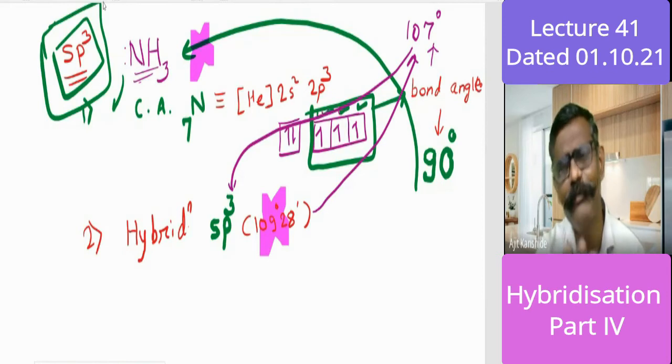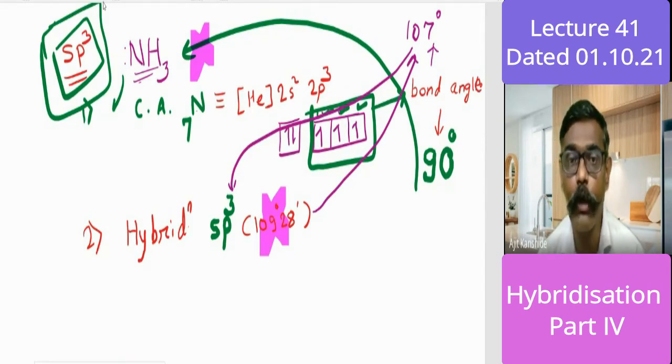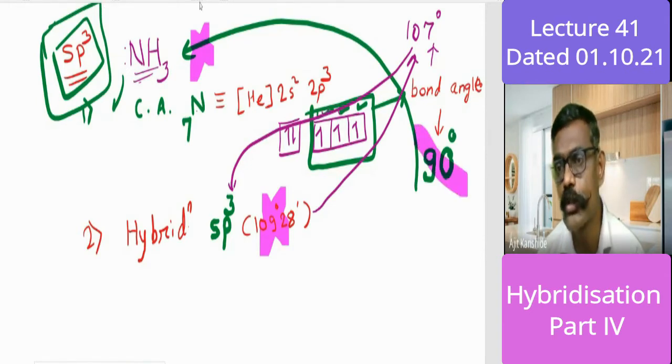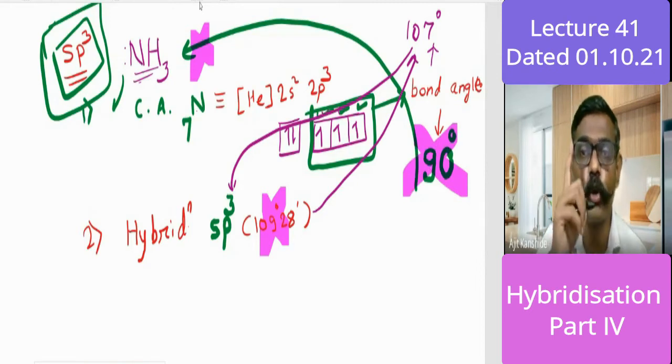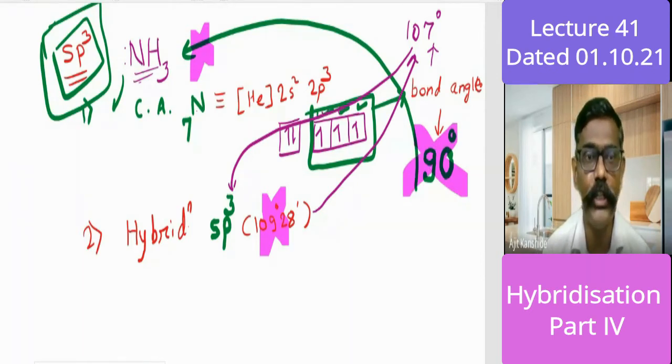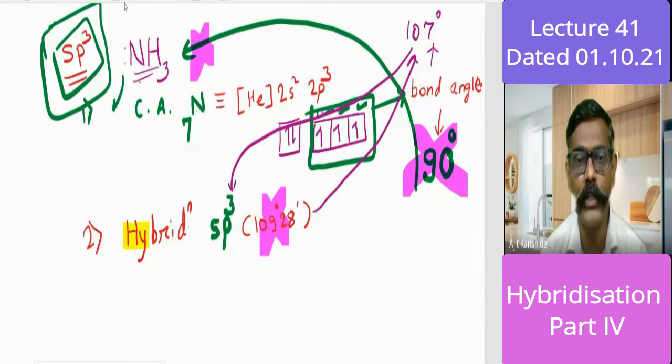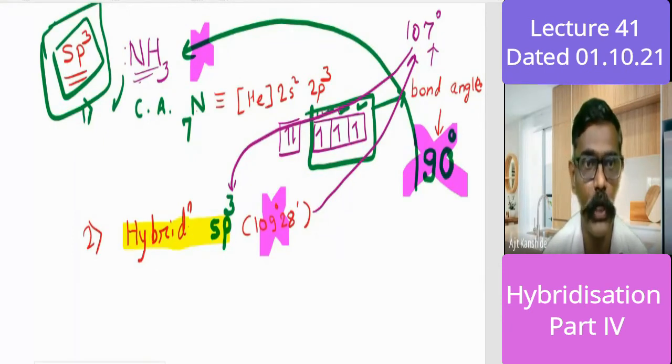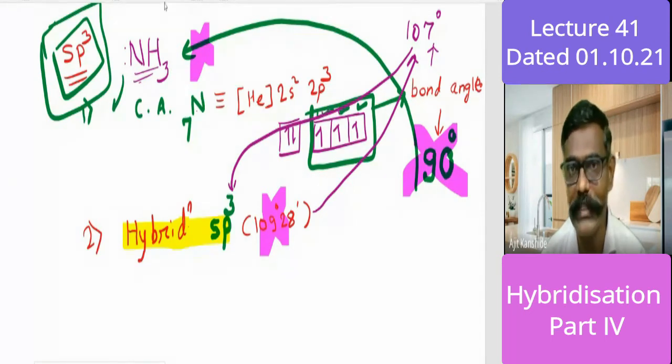Let us discuss it in a simple way. What I told you: if that nitrogen were not undergoing hybridization, then the angle should be 90 degrees, which is not the reality. So certainly nitrogen is undergoing one change, and that change is none other than hybridization. Which hybridization? sp3 hybridization.